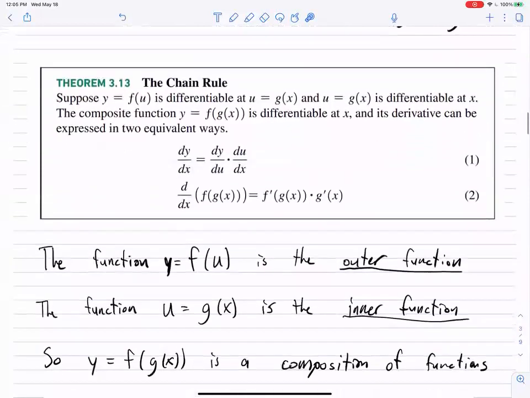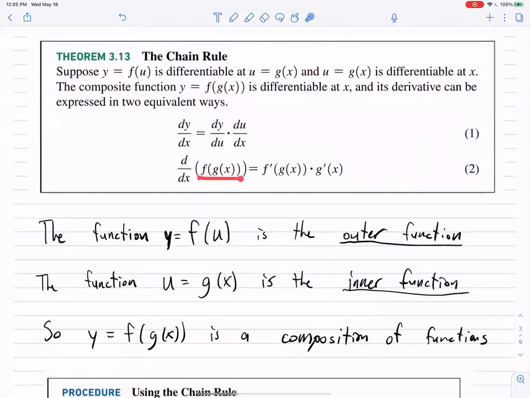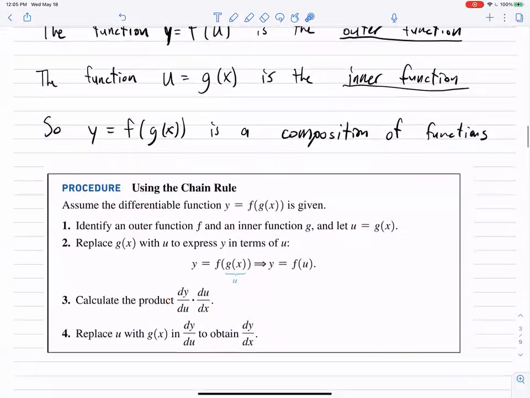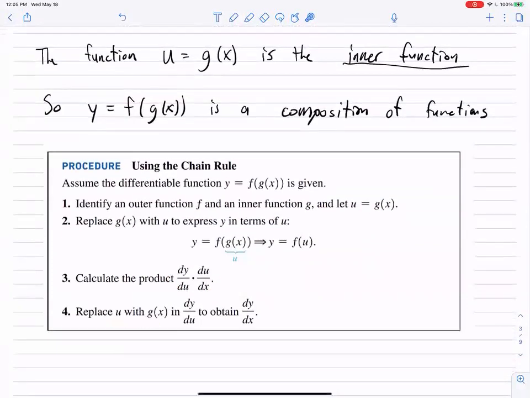And so you can think about the derivative of a composition is you take the derivative of the outside function, evaluate it at the inside function, times the derivative of the inside function. And so when we use the chain rule, you identify the inner and outer function, and you let the inner function be called g of x. And then you replace g of x with u to express y in terms of u. So y is f of u. Then you calculate the product, dy du times du dx. And then you replace u with g of x and dy du to obtain dy dx.